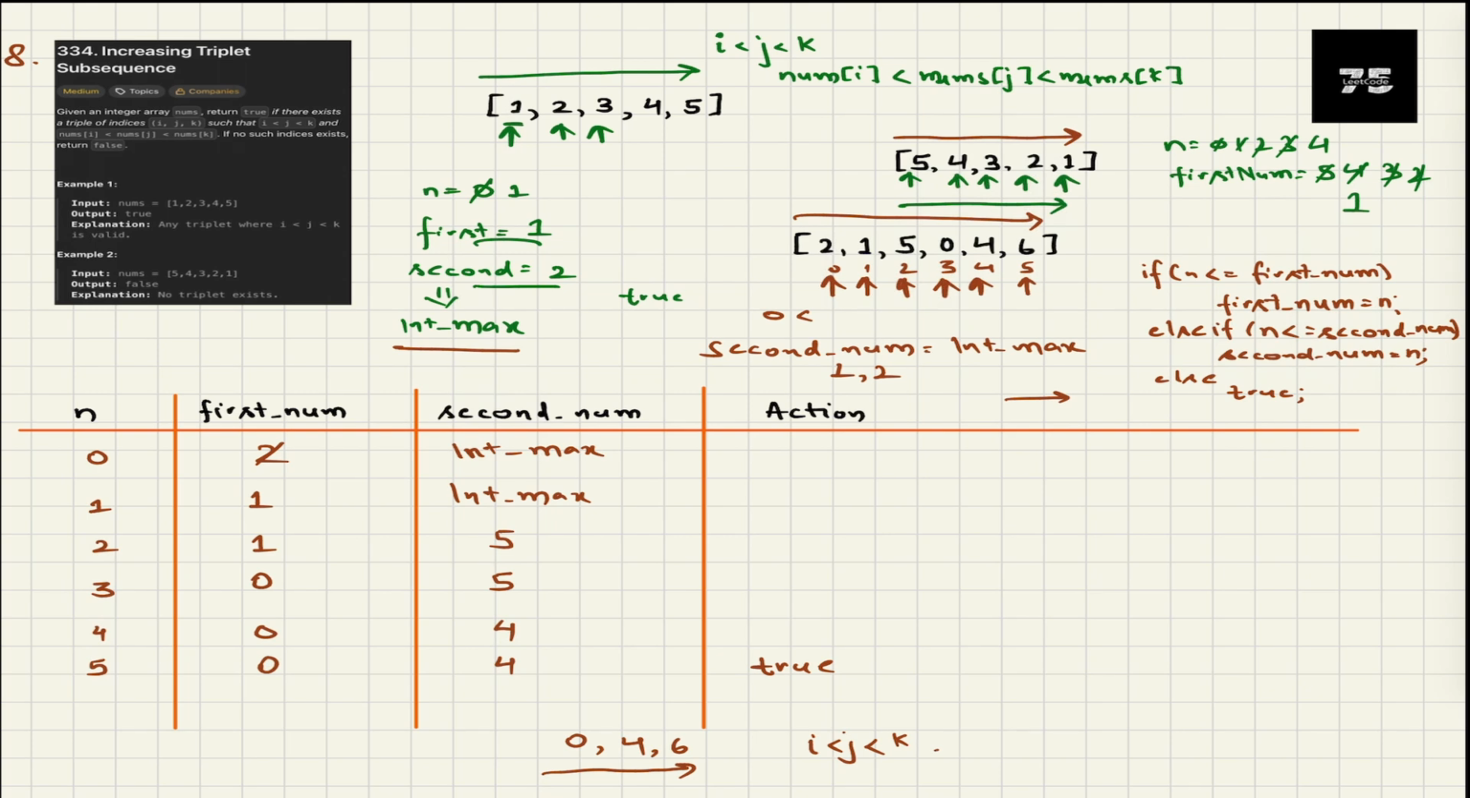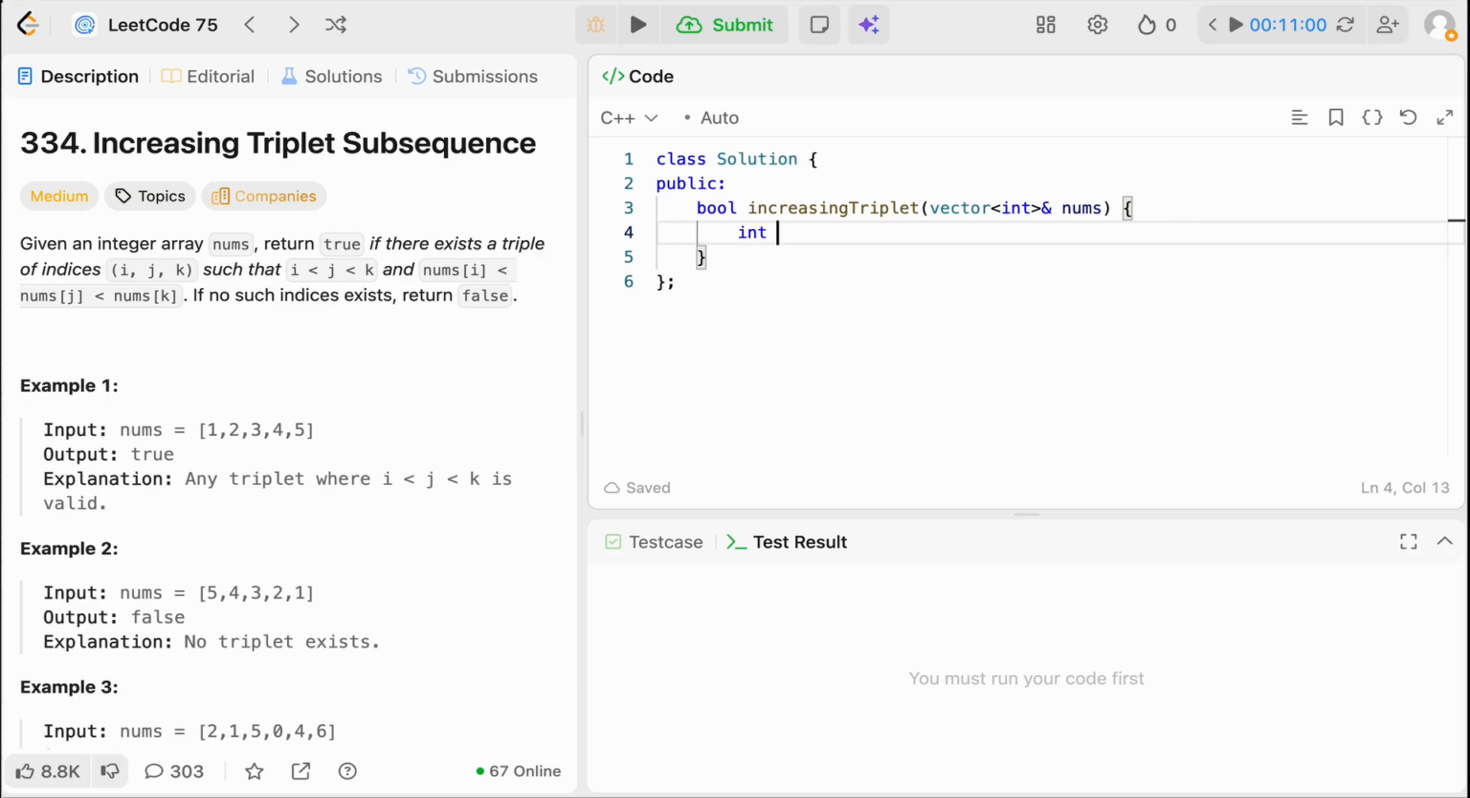Okay, so yeah, this is the explanation for this problem. Let's try to code it. We will initialize first num and second num to int max, like we had discussed in the solution. Int first num equals int max, and let me just write second num equals int max.